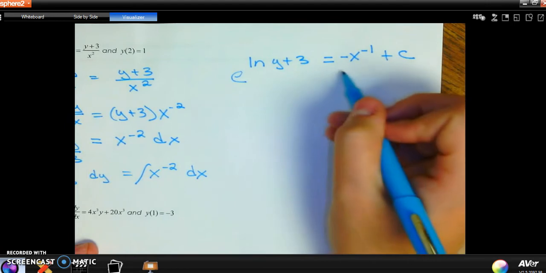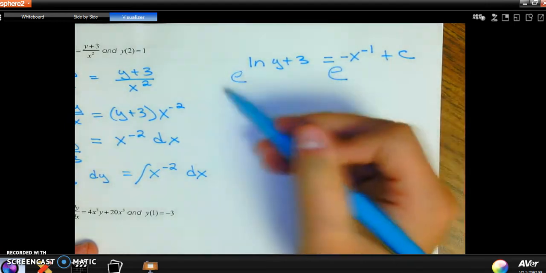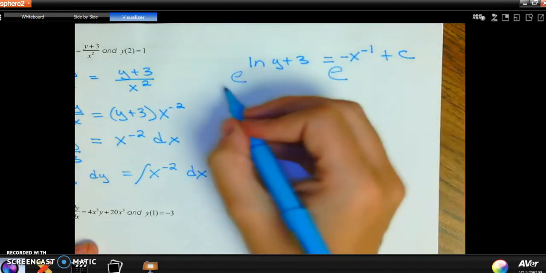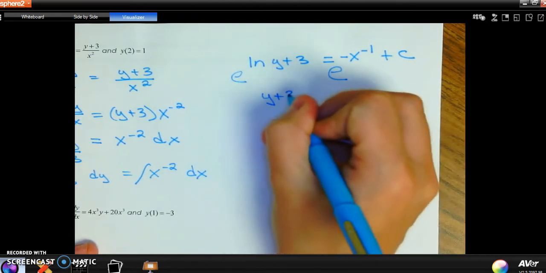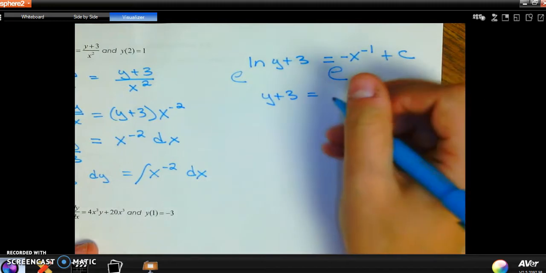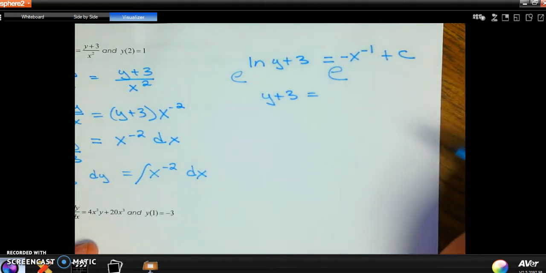So we do this. So ln and e kill each other, and technically that's absolute value, but when you do this step, it kind of drops that absolute value. So you're going to get y plus 3 equals. So then you've got kind of this mess here. You're like, e to all this junk. Well, one of the properties of logs and exponents is that if you have two things of the same base, you can add the exponents.